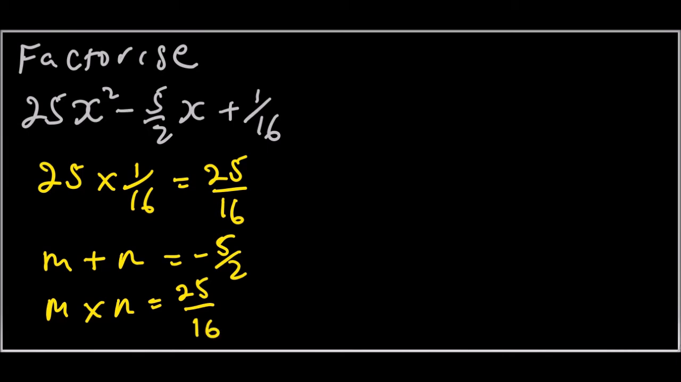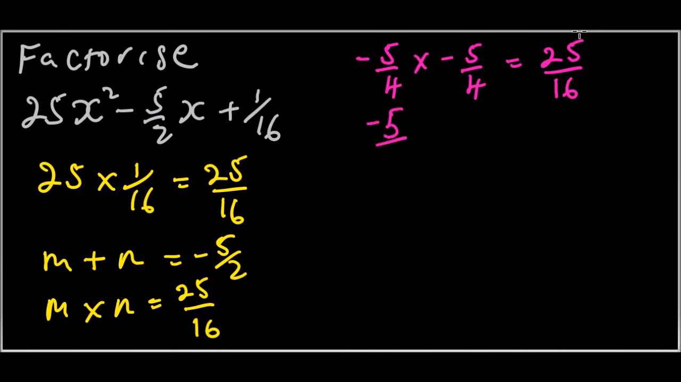So what we do, I'm going to try minus 5 over 4, because here we can see we have 25 and 16. You multiply minus 5 over 4 by minus 5 over 4, and that should give you 25 over 16. What about when you add minus 5 over 4 plus minus 5 over 4? That is going to give you minus 10 over 4, which we simplify to minus 5 over 2.